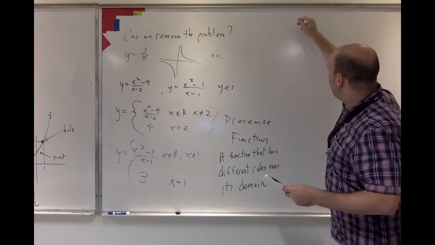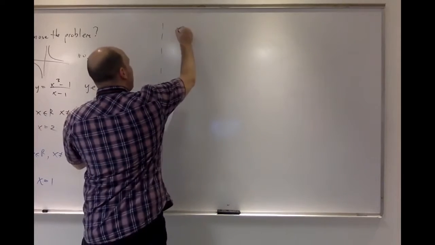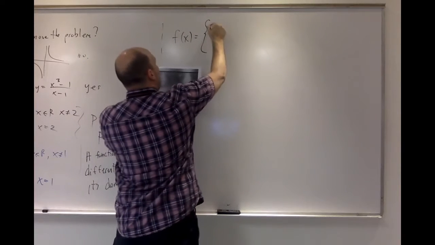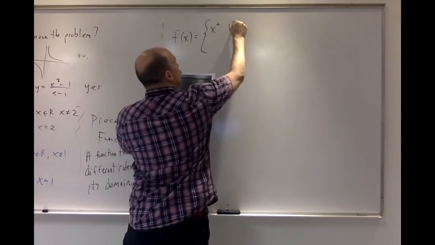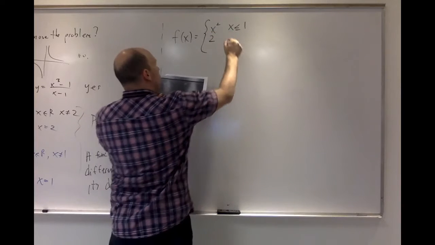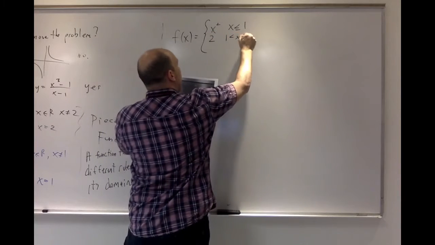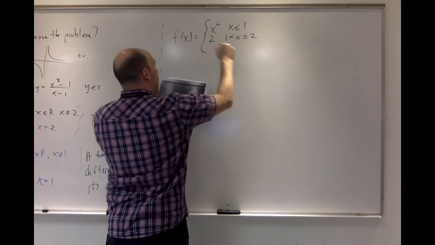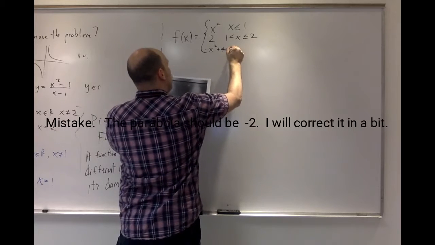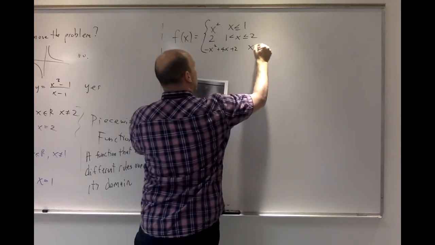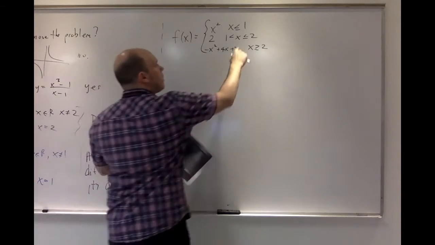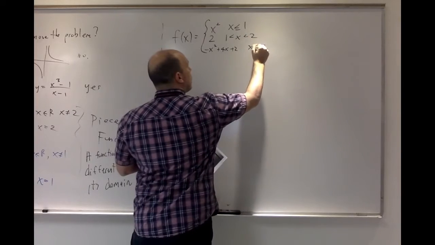So, for example, let f of x equal x squared when x is less than or equal to 1, equal to 2 when x is greater than 1 and less than or equal to 2, and negative x squared plus 4x plus 2 when x is greater than 2. Actually, let's take this equal sign out. So it's greater than or equal to 2.